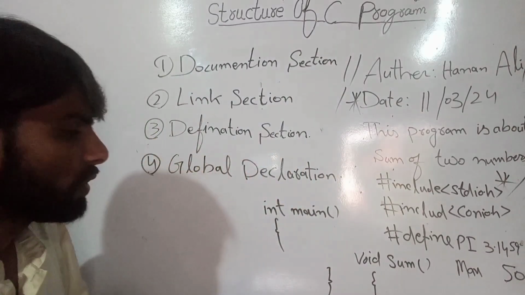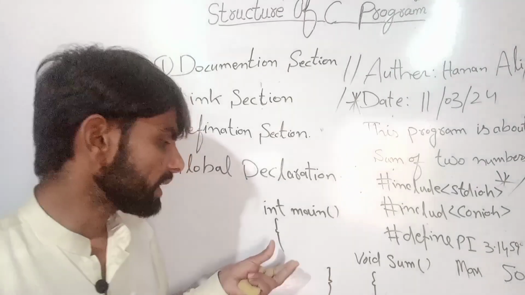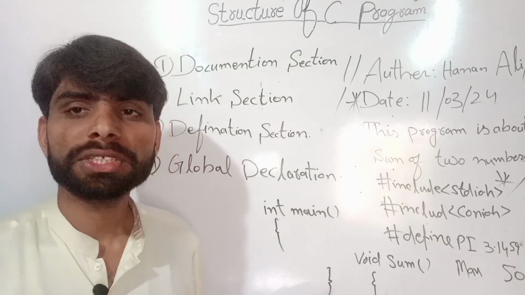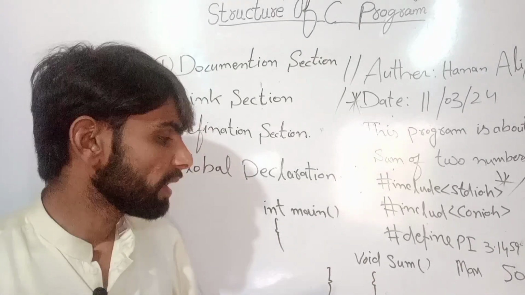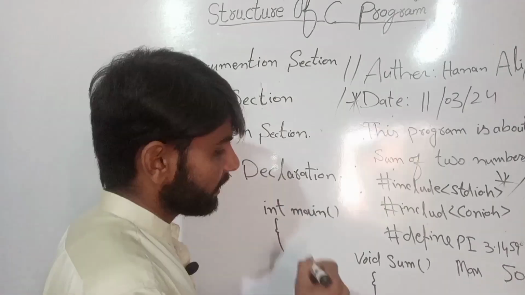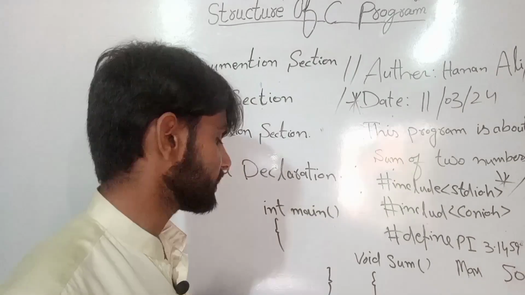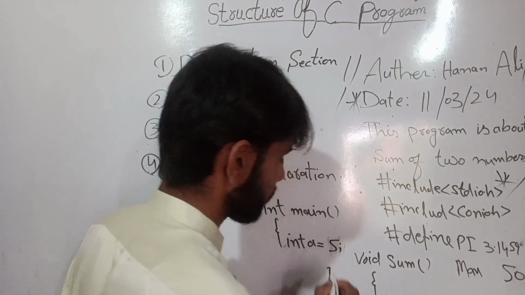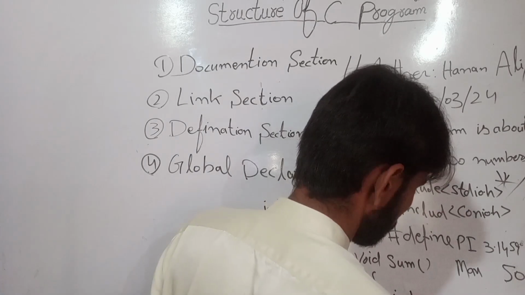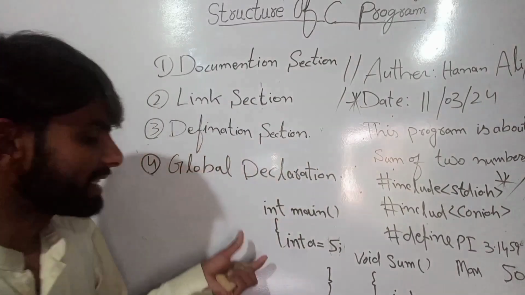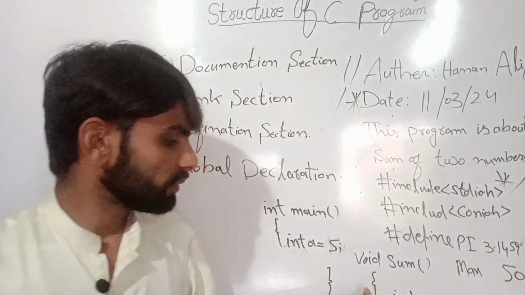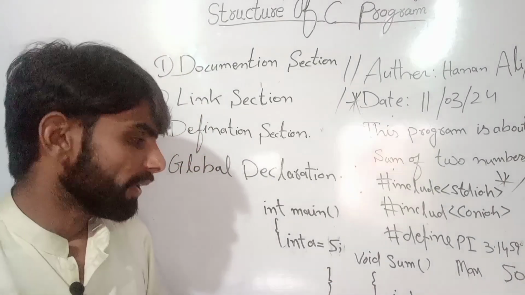For example, we write two functions. In a C program we can write only one main function, and we can write many user defined functions in our program. If we declare this variable in our two functions, these are two functions. The first is the main function and the second is the user defined function, for sum.